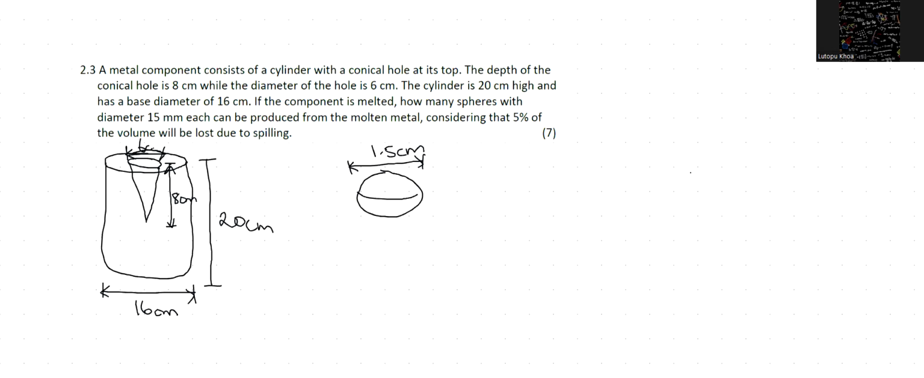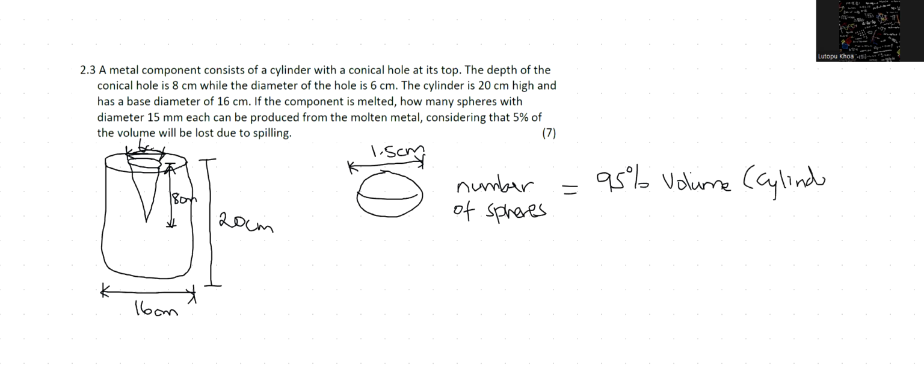Anyway, so to find out the number of spheres, this is 95% of the volume of the cylinder minus the cone, divided by the volume of the sphere. So this is basically how you would work it out.